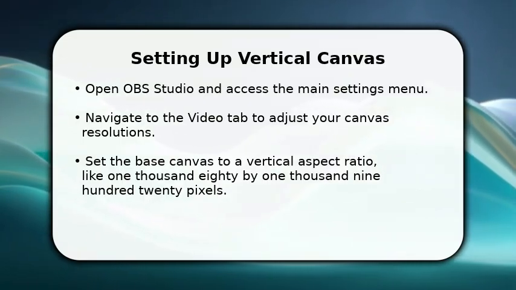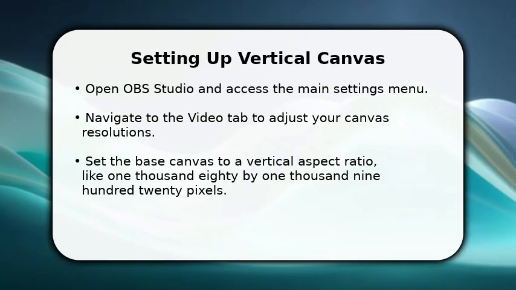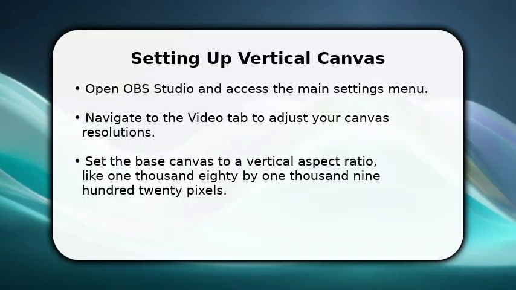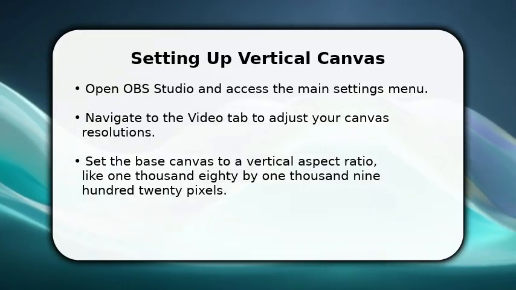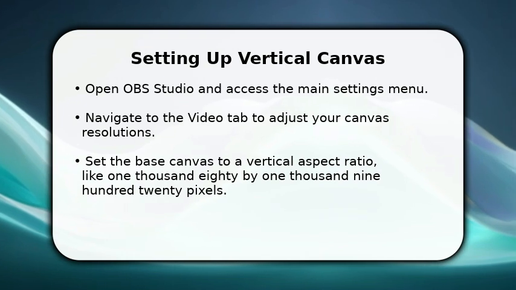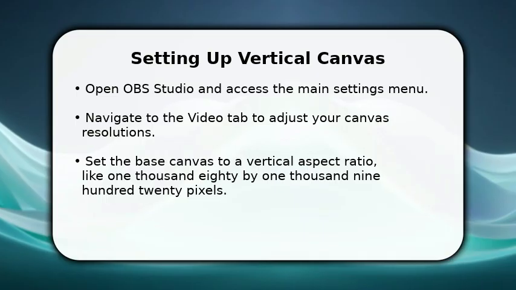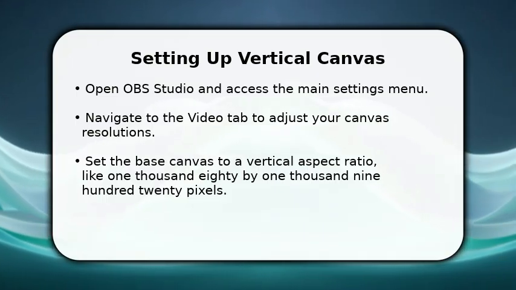To create a vertical video, simply swap these values. For example, change 1920 by 1080 to 1080 by 1920 pixels. This immediately transforms your canvas into a vertical layout, perfect for short-form content.